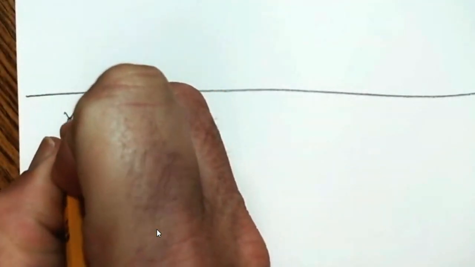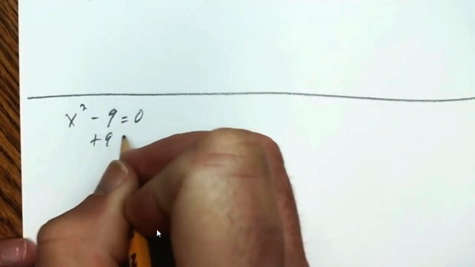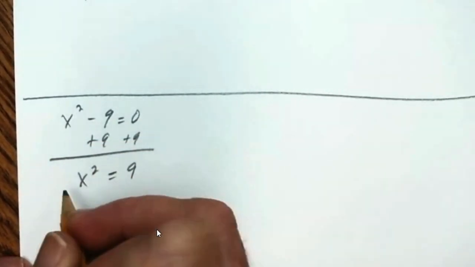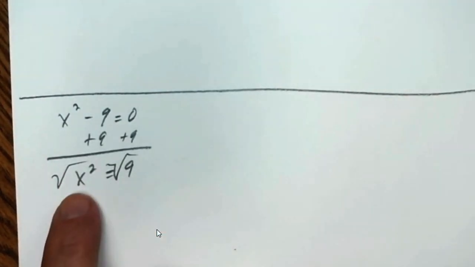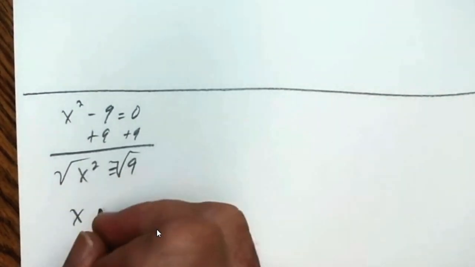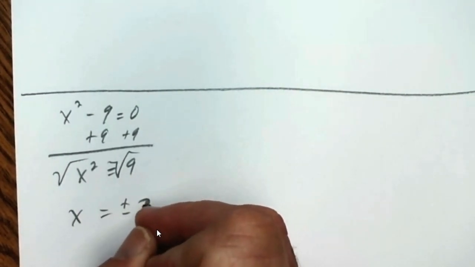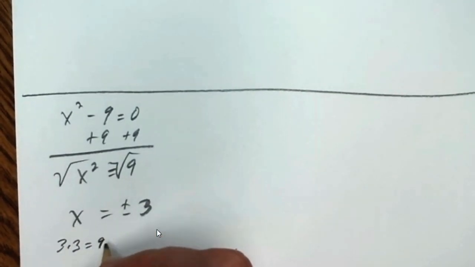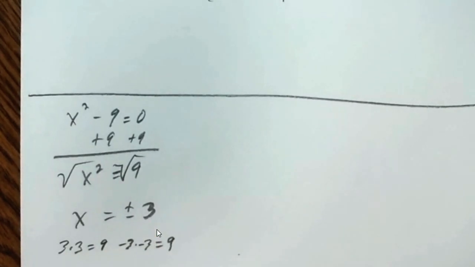So when we started out, we'd say x squared minus 9 equals 0. Move the 9 to the other side. X squared equals 9. We take the square root because we're trying to get x equals. So the square root of x squared is x. The square root of 9 is plus or minus 3. And the reason there are two answers is because 3 times 3 equals 9, and -3 times -3 also equals 9. So either one of those could be the right answer.